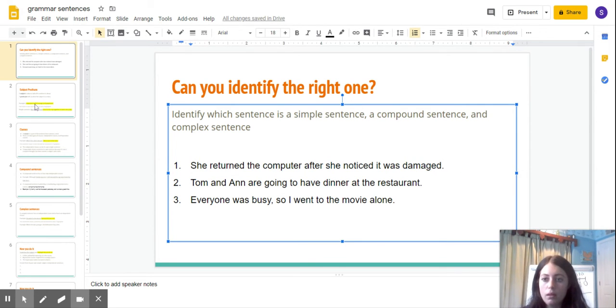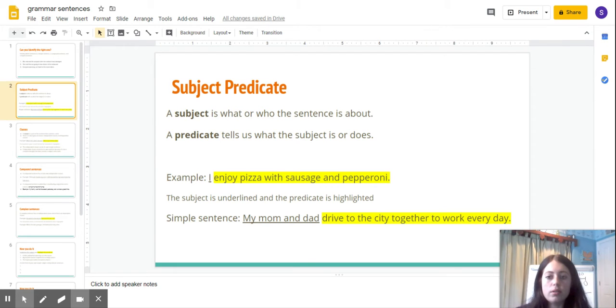Okay. And then we're also going to talk about subject and predicate. So a subject is what or who the sentence is about. A predicate tells us what the subject is or does. Okay, so for example, I enjoy pizza with sausage and pepperoni. I is the subject, enjoy pizza with sausage and pepperoni is my predicate.